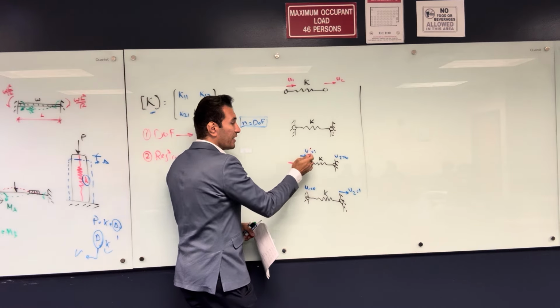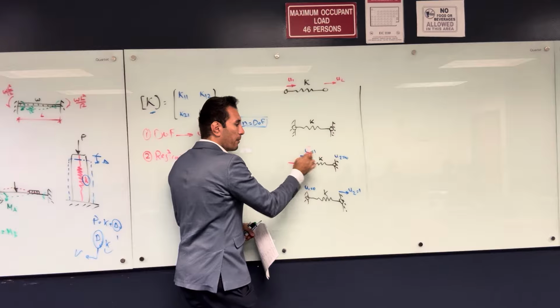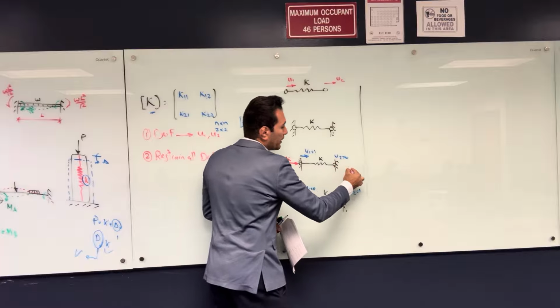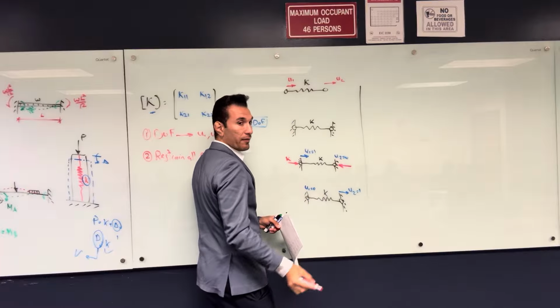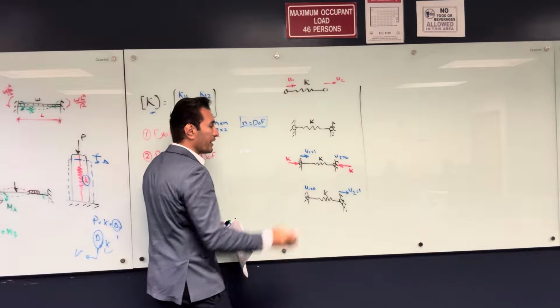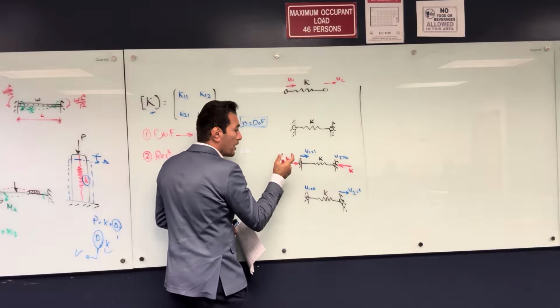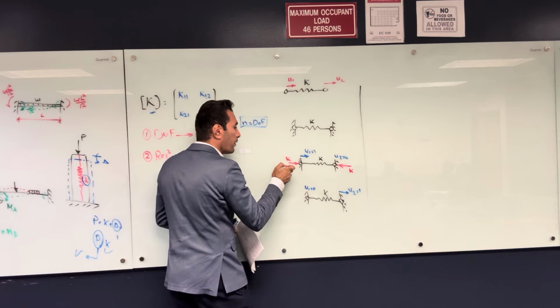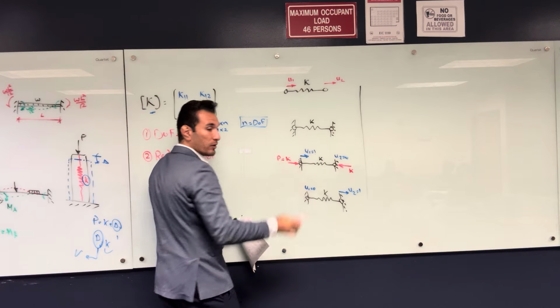What is the force B here? The force B here is the deformation multiplied by K. So you are going to have a K here. And how about here? What is the reaction that you're going to have here? K again, because 1 multiplied by K is equal to K. So the only way to make a unit deformation here is to apply a force B equal to K.